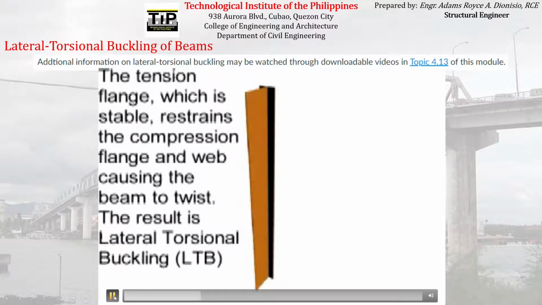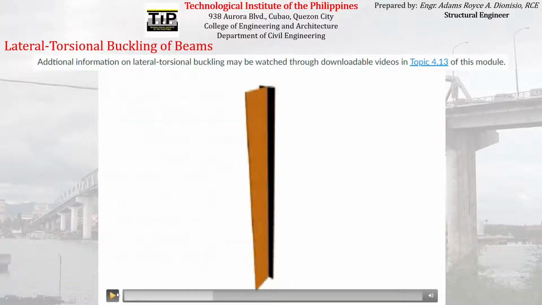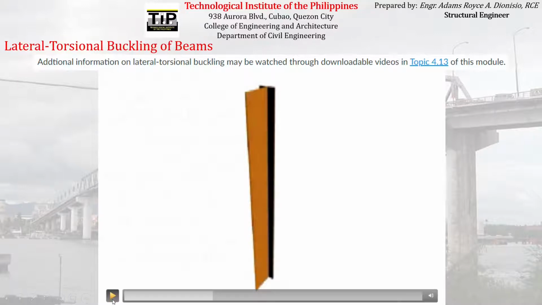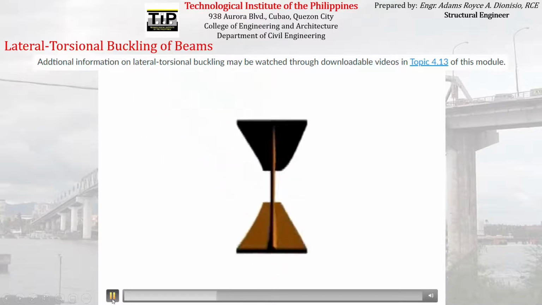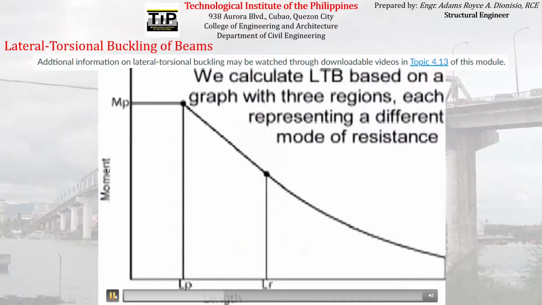So pag pinagsama-sama na natin lahat ng element, ganito na yung magiging behavior niya. The bottom flange, the tension flange, will prevent the beam from experiencing lateral buckling, resulting in lateral torsional buckling. There. That's what we call lateral torsional buckling. So the beam experiences lateral deflection as well as torsional buckling. Umiikot din. Nagmo-move na, nagde-deflect na siya, tapos umiikot pa yung cross-section niya.